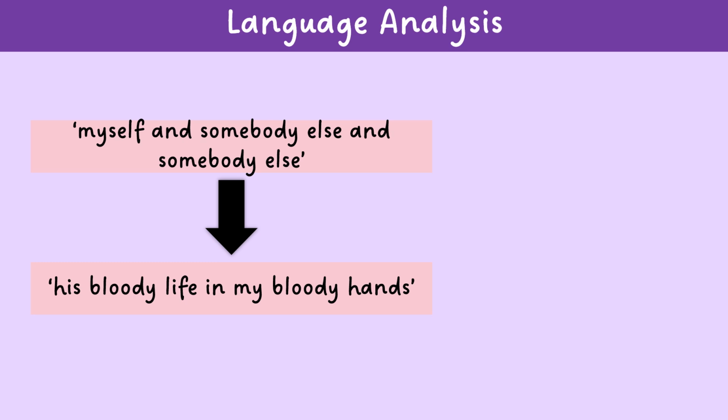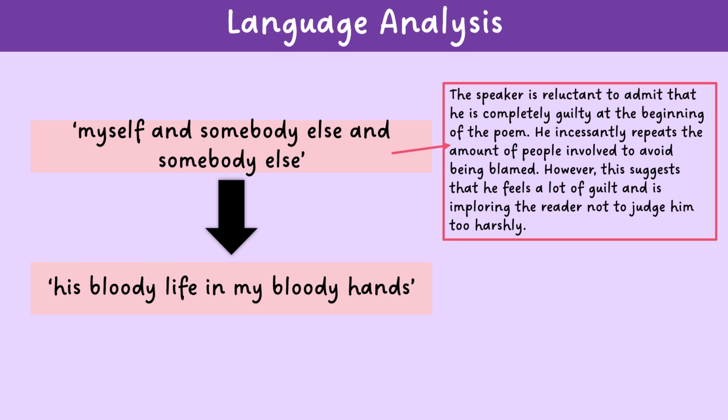And for our final part of language analysis, we see between these two quotes the stark contrast between the beginning and the end of the poem. In the first line, "myself and somebody else", we see the speaker's reluctance to admit his guilt at the beginning of the poem. He blames not only himself but other people to show that he is not solely responsible for the horrific actions of killing this looter.